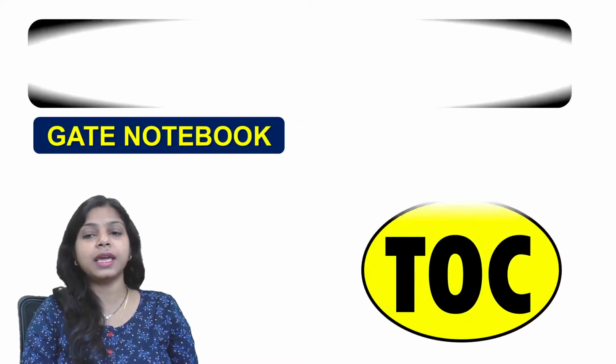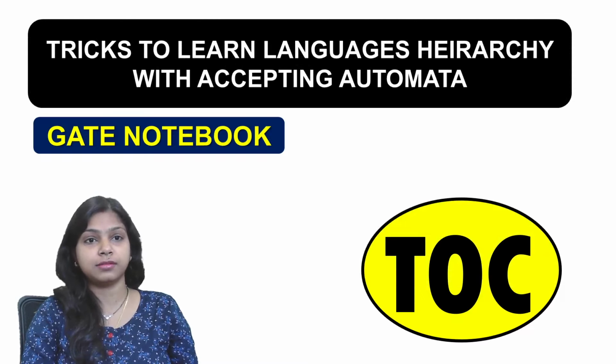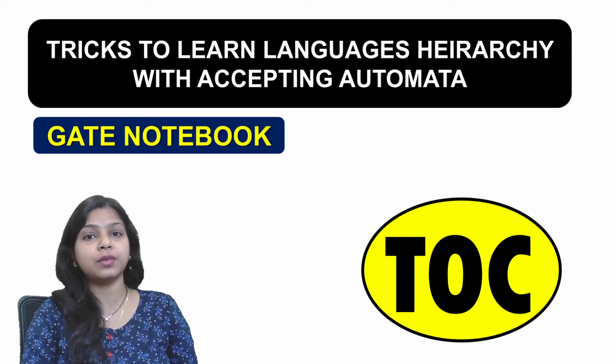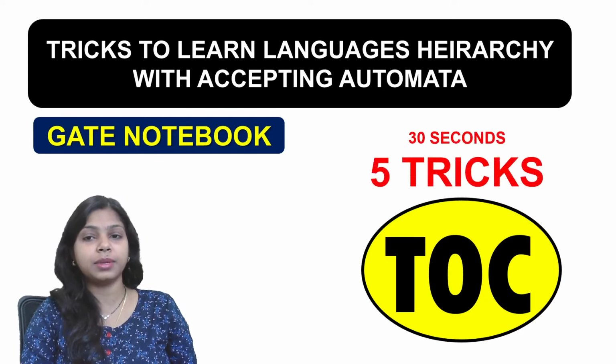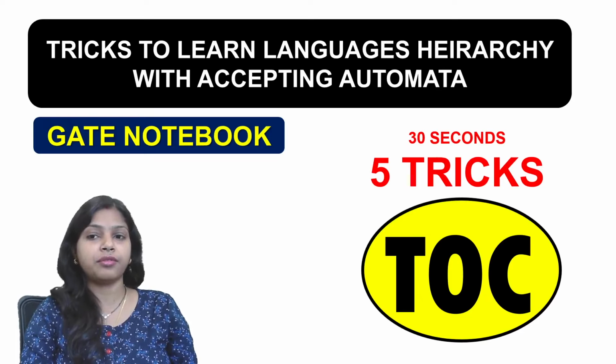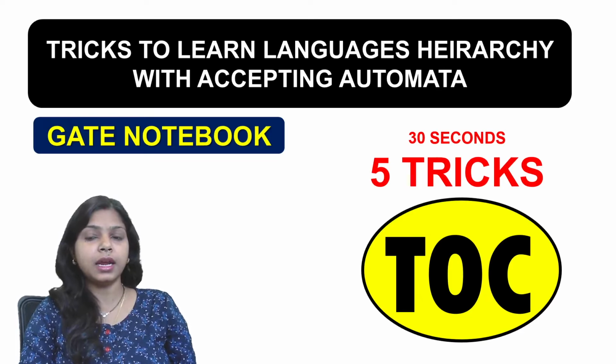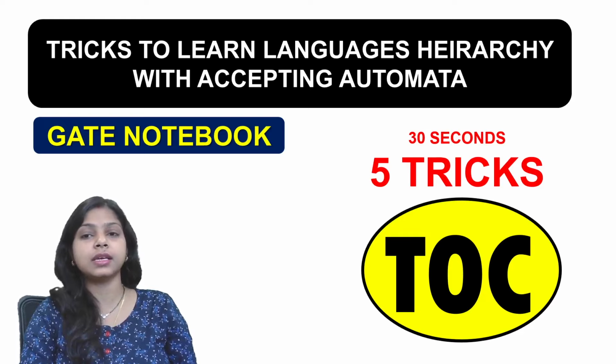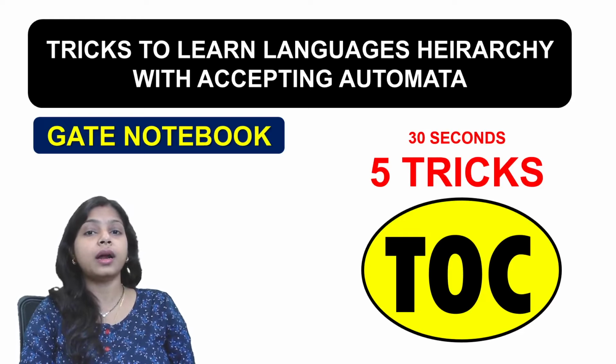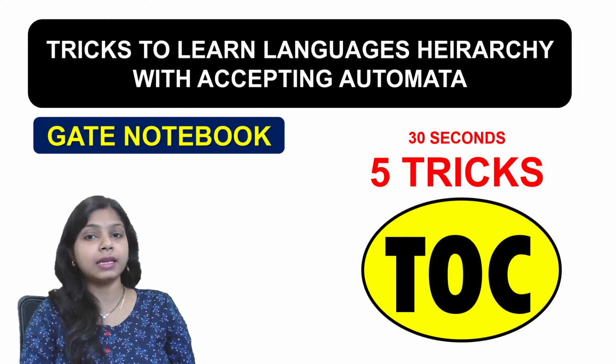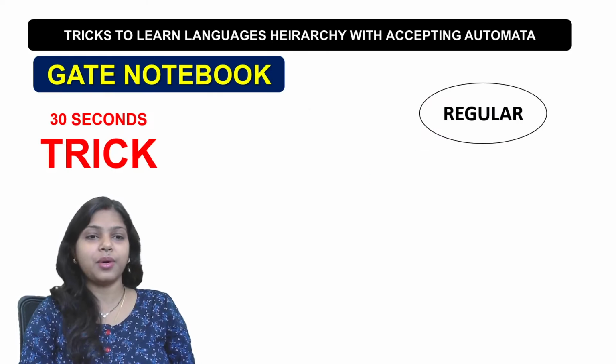So our today's video is on TOC. Here we are going to learn tricks to learn languages hierarchy with accepting automata. And guys, the speciality of this session is that I'll be covering 5 tricks in 30 seconds. Yes, 5 tricks will be there and it will take just 30 seconds and you are ready to understand the language's hierarchy along with the accepting automata. So are you ready? Okay.